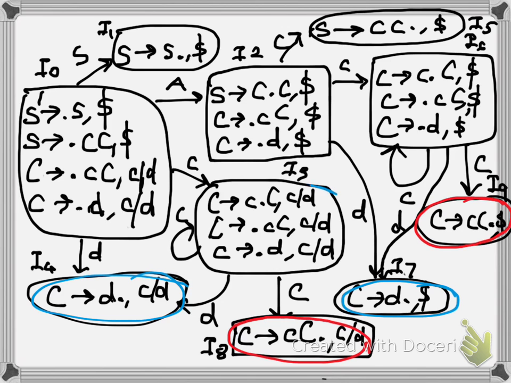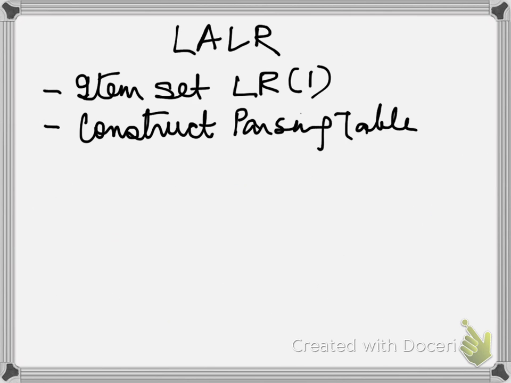In the same way, I3 and I6, these are also the same. The only difference is in the lookahead. So what we are going to do is combine the states which have the same item sets but different lookahead symbols. So let's see how we'll do this.